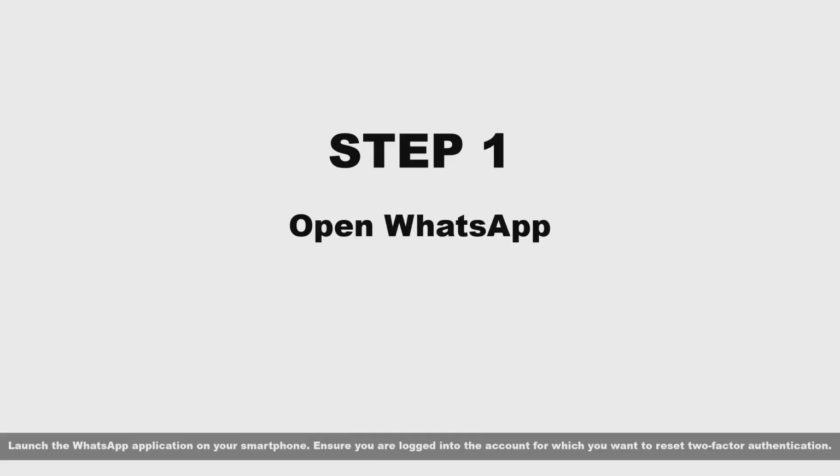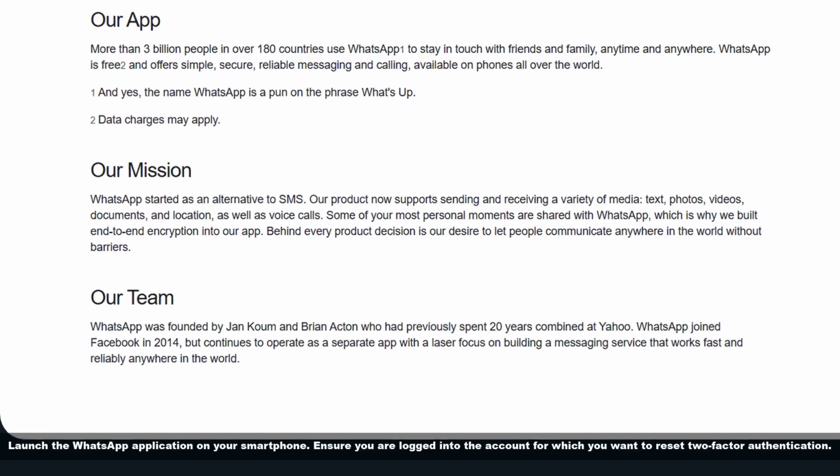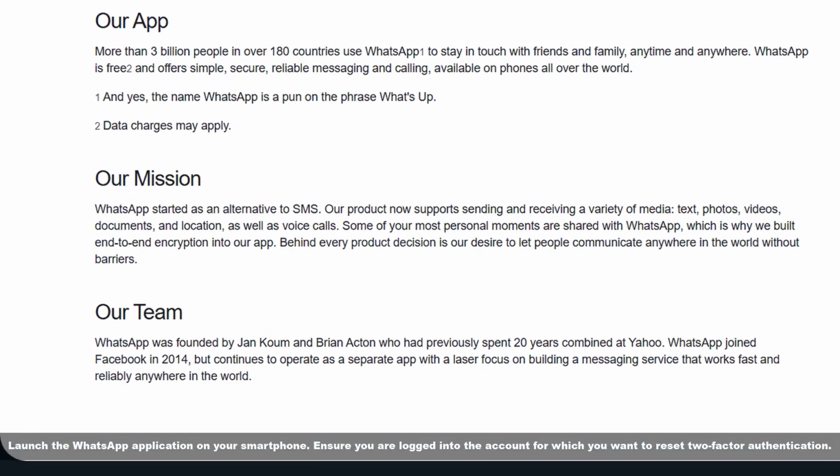If you need to reset two-factor authentication on WhatsApp, follow these simple steps to ensure your account remains secure while you make the necessary changes. Step 1. Open WhatsApp. Launch the WhatsApp application on your smartphone. Ensure you are logged into the account for which you want to reset two-factor authentication.